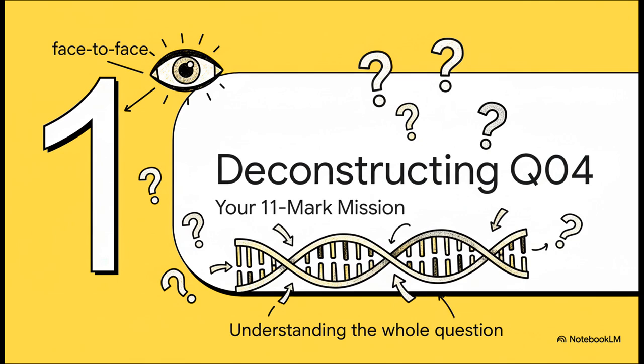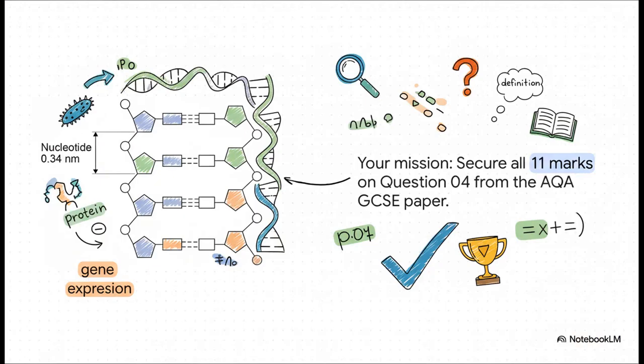Okay, first things first, we've got to deconstruct this question. Before you even pick up your pen, you have to know what this 11-mark mission is actually asking for. It's all about understanding the game before you play. And here it is, in all its glory. This is from a higher tier paper, and you can see it split into 4 parts. We've got a definition, a description, a pretty hefty calculation, and then a final bit on gene expression. There are 11 marks just sitting there waiting for us. Our mission is to walk away with every single one.